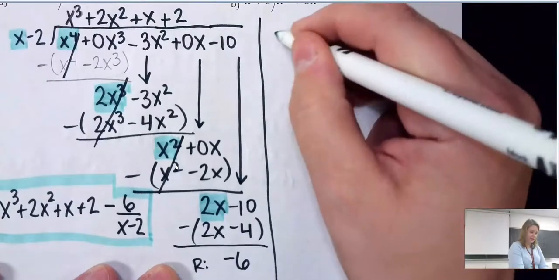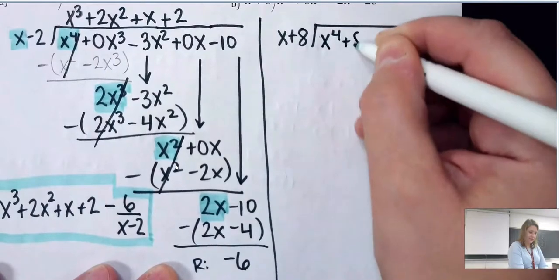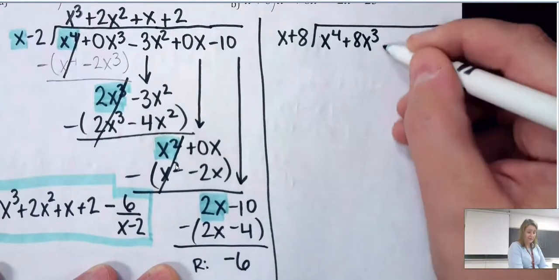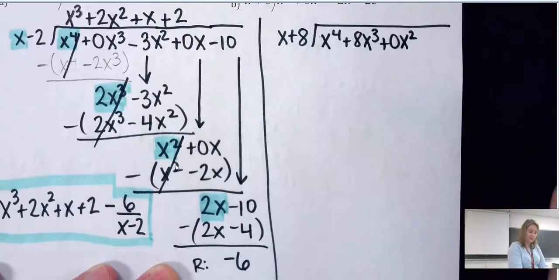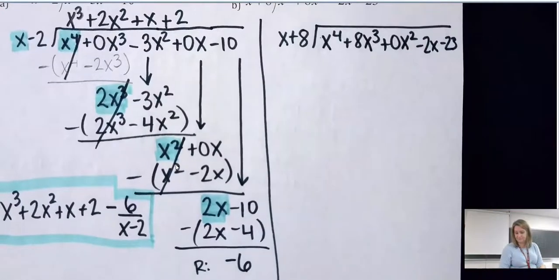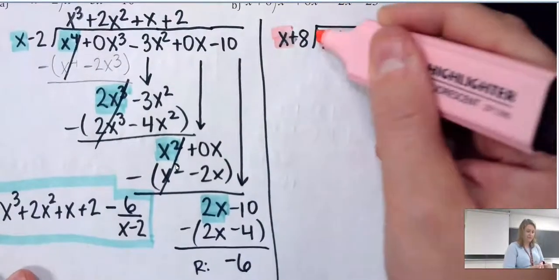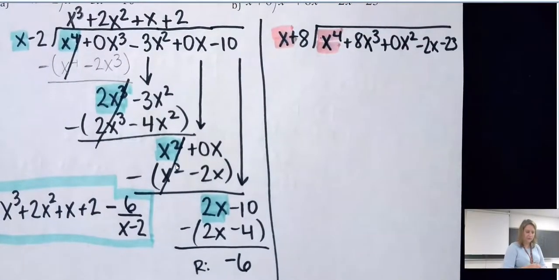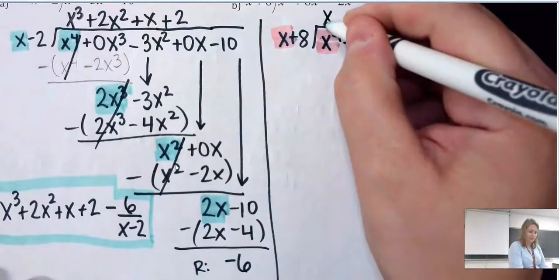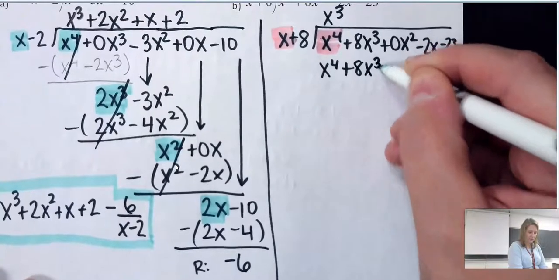So I'm going to write x plus 8, and I'm going to write x to the fourth plus 8x cubed. And then I don't have an x squared, so I'm going to add that in as a 0x squared. Minus 2x and minus 23. Okay, just going to grab a different color here. And we're going to start out with x into x to the fourth. Okay, to do that, we're going to do x cubed. X cubed times x is x to the fourth, x cubed times 8 is 8x cubed.